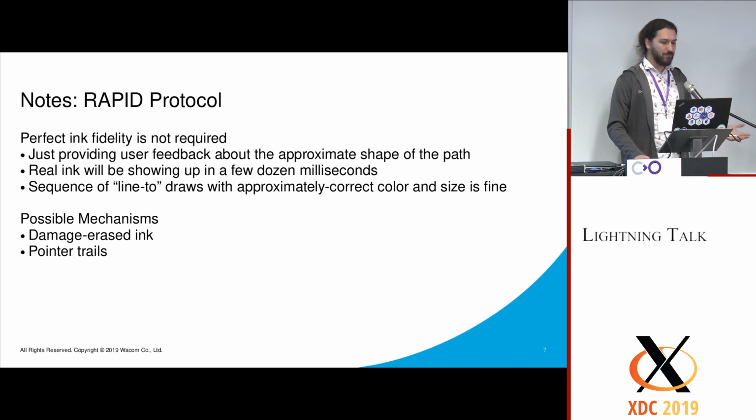There's a couple of ways that this could be implemented. You could have the application, or have the compositor, rendering ink into a buffer and then erasing that ink as it gets damage updates from the client. You could just have a static pointer trail, 100 milliseconds long. Any of this would be a really easy way to hide all of that latency that's currently there.